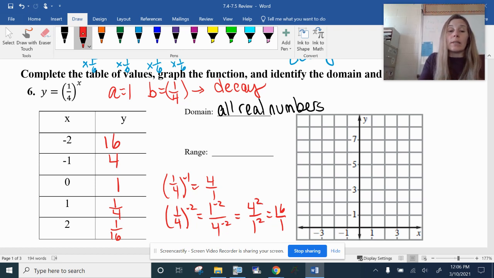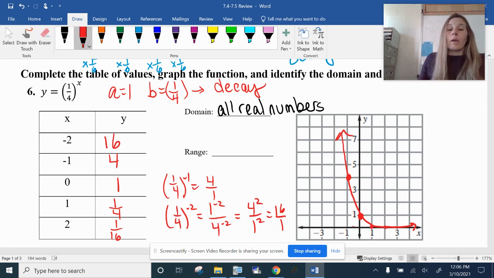So negative 2, 16 doesn't fit, but negative 1, 4, 0, 1, notice that that is our y-intercept, and 1, 1/4, and then 2, 1/16. So hold on with this. So this is what our decay function looks like here.